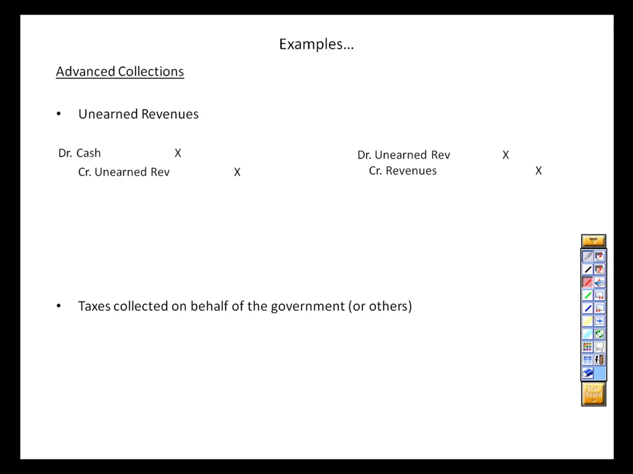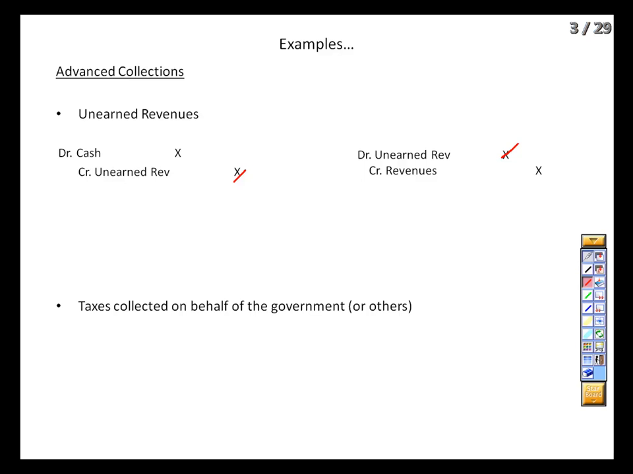Once we've done so, we'll debit the unearned revenue and close it out, and we'll credit the revenue, which winds up on the income statement. We have a net of a debit to cash and a credit to revenues. We've just separated the revenue recognition from the cash receipts. This is a remarkably common sort of transaction. When customers pay for magazine subscriptions, this is what they do.